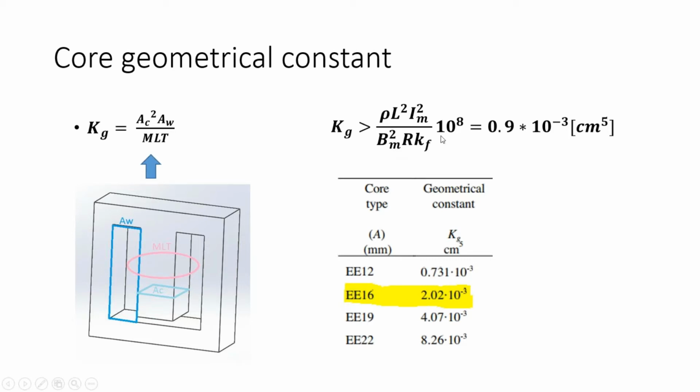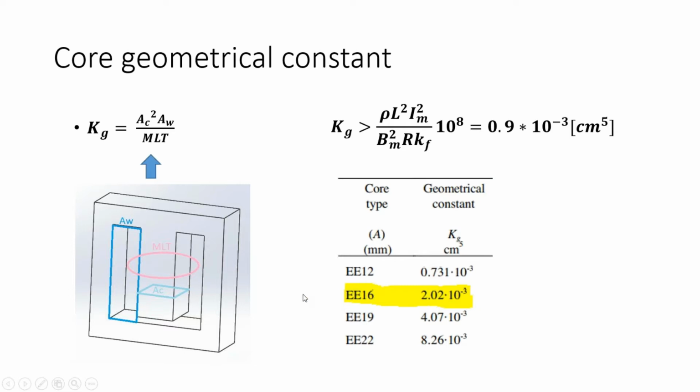You bring them into this one formula, which gives you a number, which in our case is 0.9 10 to the minus 3 centimeters to the 5. This number defines the minimum Kg value we can accept. So for this design, this value turns out to be 0.9 10 to the minus 3, which says, if you look at the core data sheet with geometrical constant pre-calculated, that the minimum core size we can work with is EE16.